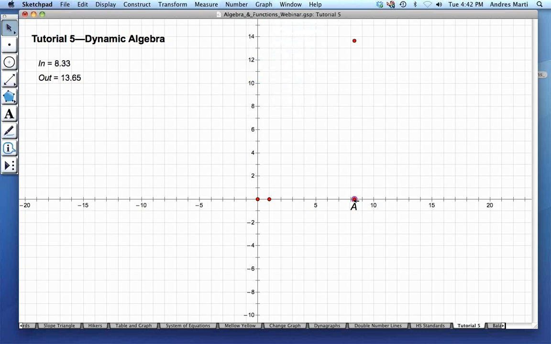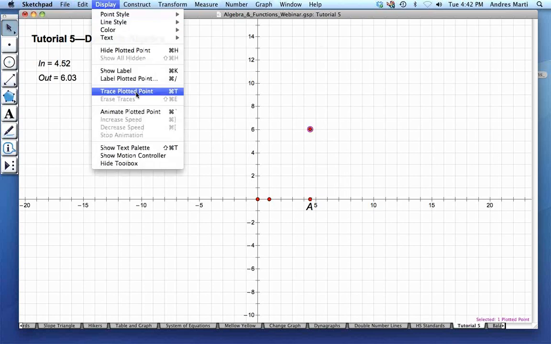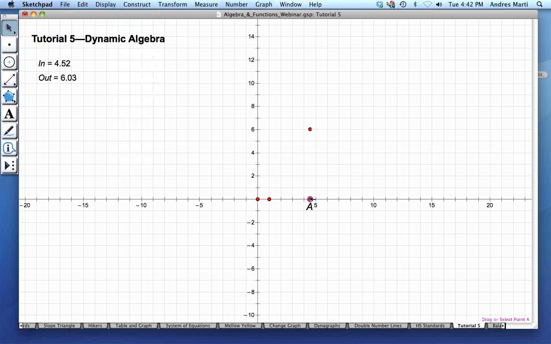Now when I drag A, you'll see that this point moves with it. And you'll see that its horizontal position is always identical. It's going to line up directly above or below A. And meanwhile, the vertical position is determined by whatever calculation I used. And then what I'm going to do next is take this point and trace it. Now watch what happens as I drag A.